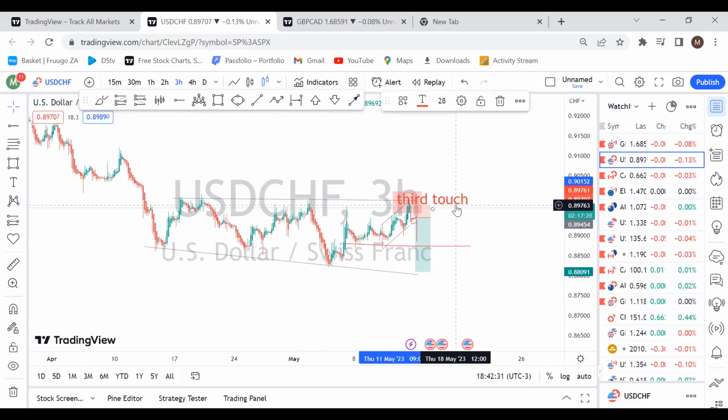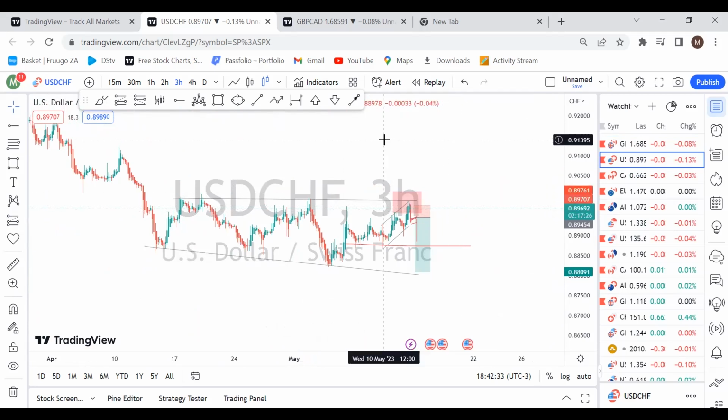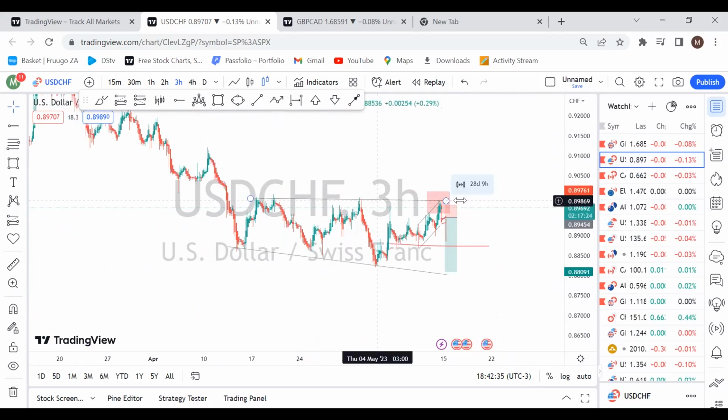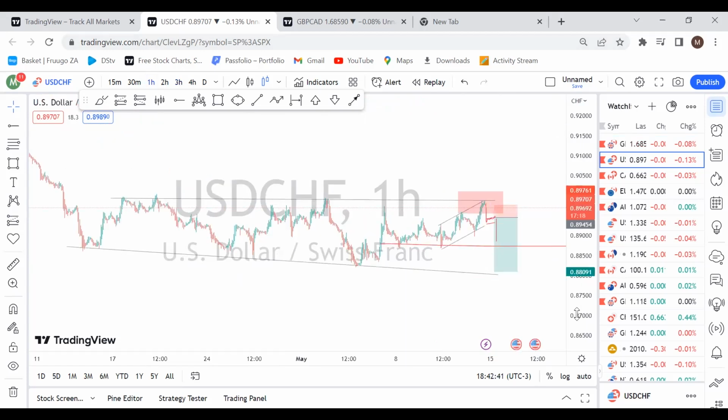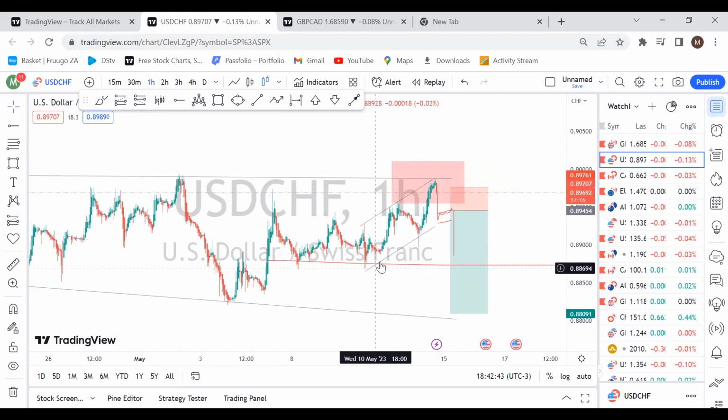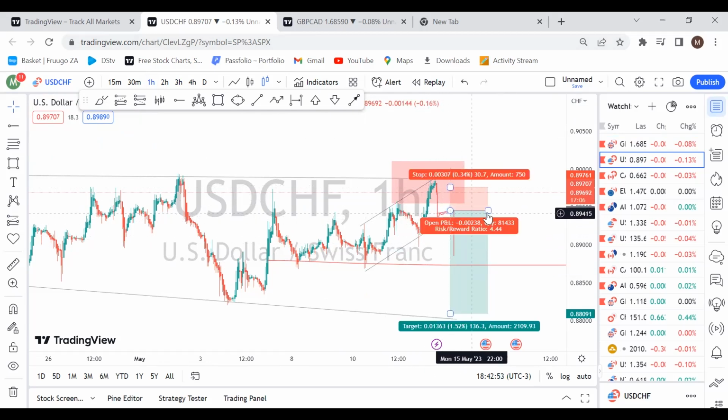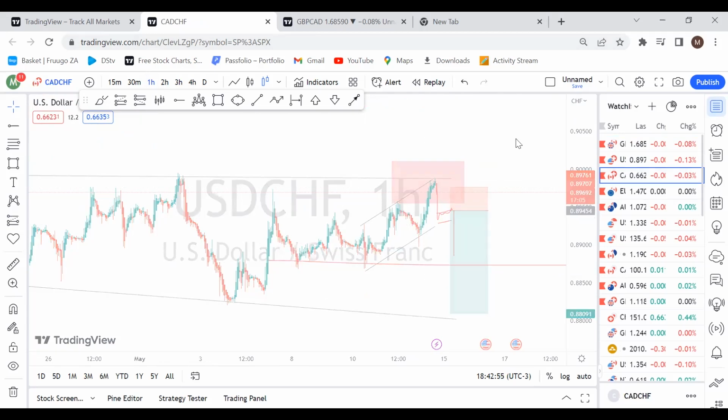Let me just remove this huge text. So it's a typical selling setup. Let me just scale down to the hourly time frame. So right here, we are waiting for the impulse to complete and the correction to begin. So we can start looking for entries right there.